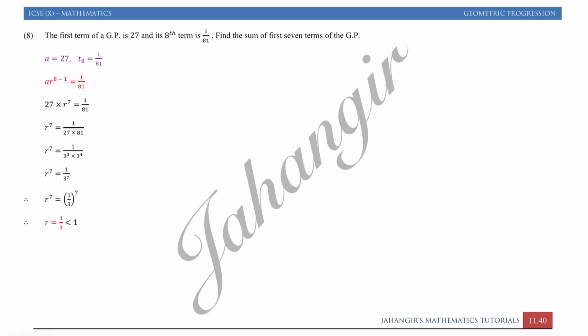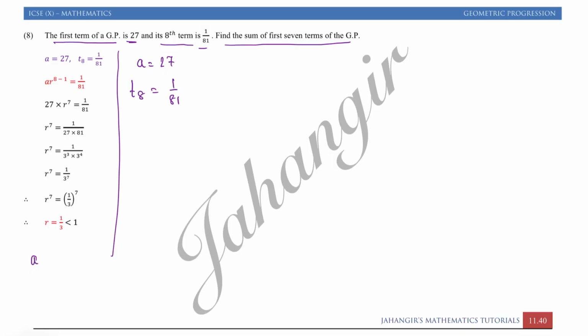Question 8. The first term of a GP is 27 and the 8th term is 1 by 81. Find the sum of the first 7 terms. So let us write A is equal to 27 and T8 is equal to 1 by 81. So the formula for T8, as we know, Tn is A into R raised to n minus 1. So we will write here A into R raised to 8 minus 1 is equal to 1 upon 81.